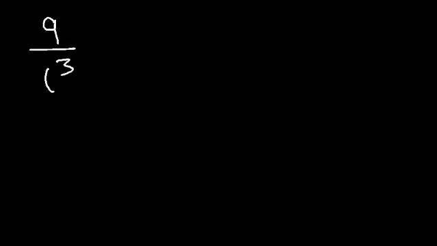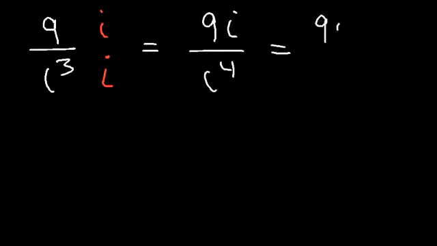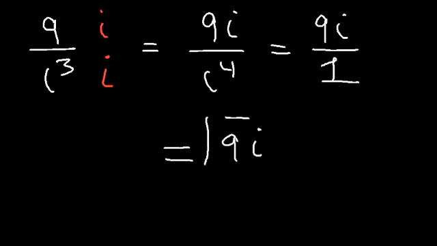Go ahead and simplify the expression. So this one, it looks weird, but it's not that bad. We just got to multiply the top and the bottom by i. So on top, it's going to be 9i. On the bottom, i to the fourth. And remember, i to the fourth is 1. So the final answer is simply 9i.